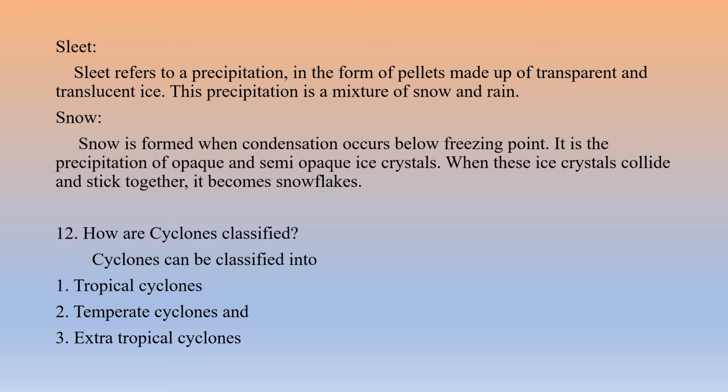Extratropical cyclones. That means they will be blowing between 30 degrees and 60 degrees, in both the hemispheres. So that is called extratropical cyclones. To understand very easily, you could have seen tornadoes on TV or on a geographical channel. The tornado is one example of extratropical cyclones.